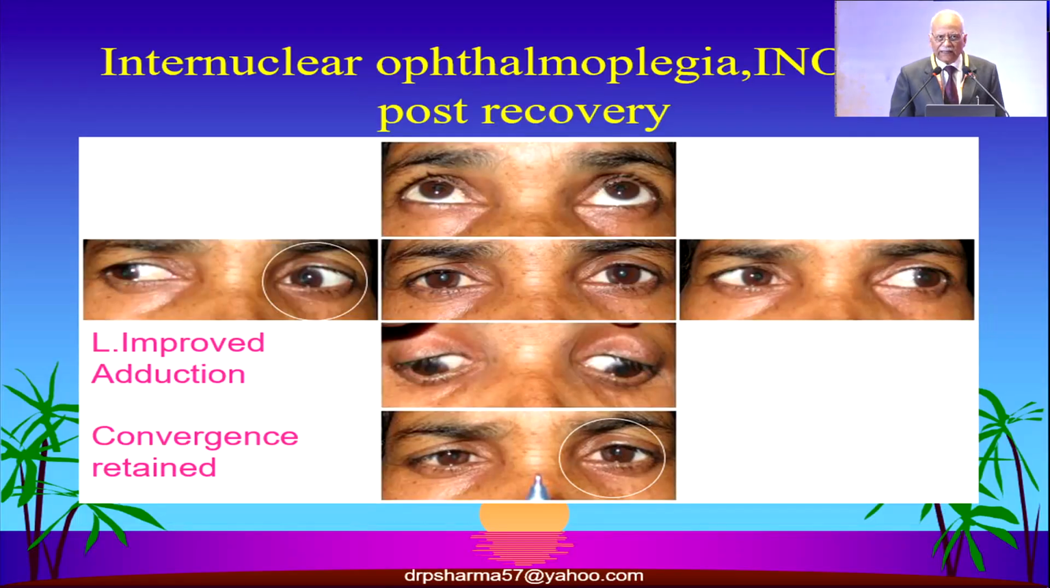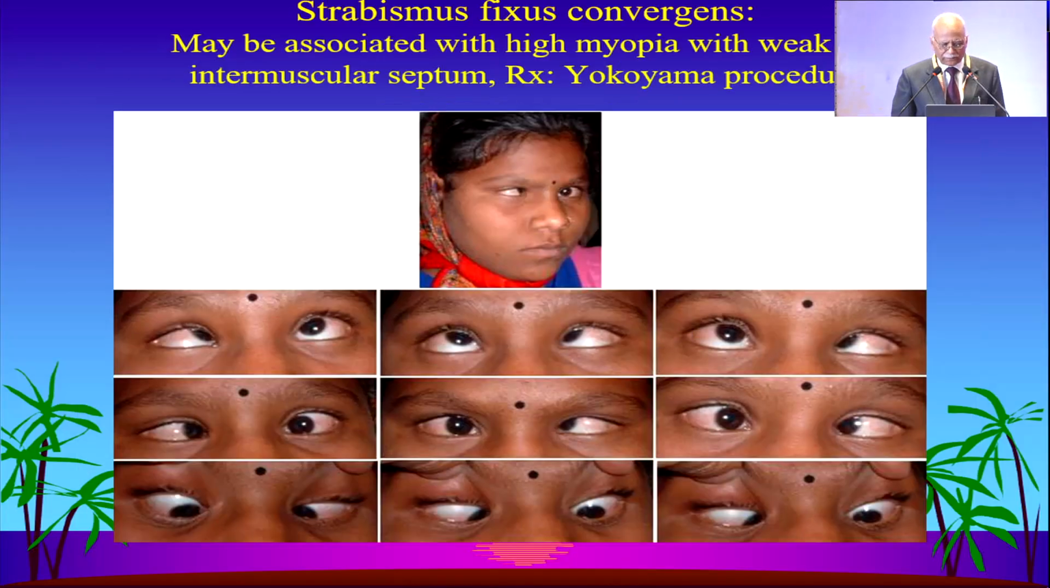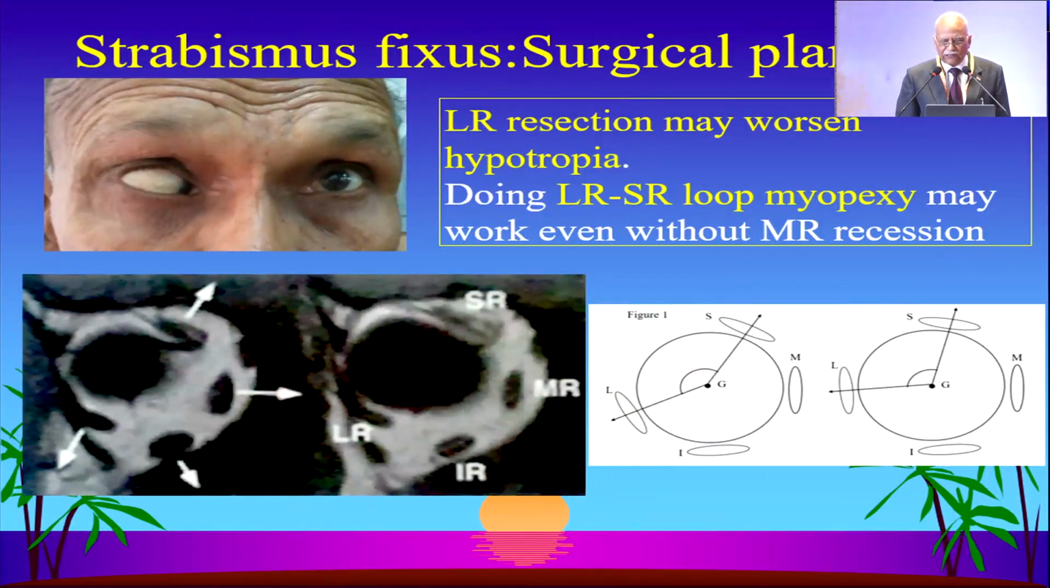And these many a times may be demyelinating condition or ischemic, so they may recover on their own. So you just need to give time. So this is the same case which has recovered, adduction has improved, and convergence of course was normal. Strabismus fixus convergence can sometimes be a problem of high myopia, and that may be causing this problem.